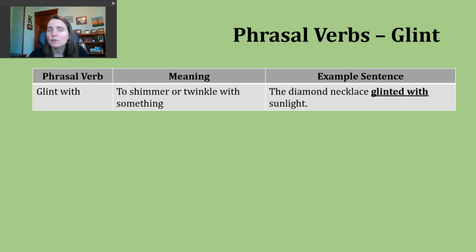Now, there is a phrasal verb you might encounter, and that is to glint with. And this can mean for something to shimmer or to twinkle with something. So again, that idea of little bits of light kind of reflecting and bouncing. So an example of this: the diamond necklace glinted with sunlight. So kind of means it's shimmering and twinkling maybe even more than in just a natural circumstance. But the sunlight is causing this more significant or noticeable shimmer or twinkle.